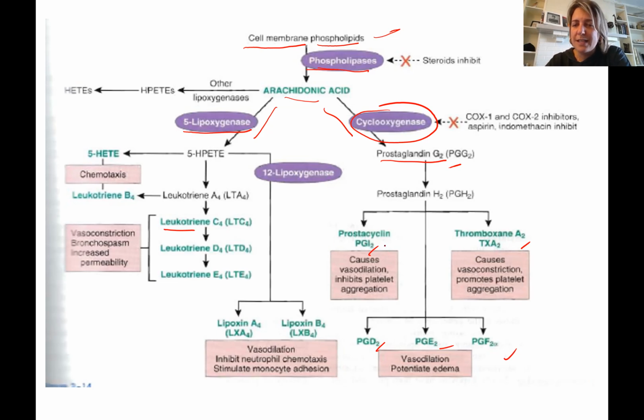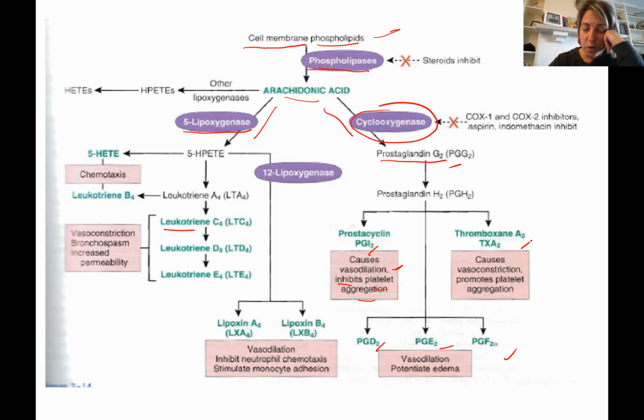Prostacyclin PGI2 is a type of prostaglandin, and this is going to cause vasodilation. Remember, we talked about inflammation, the 5 cardinal signs of inflammation: redness, heat, pain, edema, and loss of function. So swelling and loss of function. This particular prostaglandin is going to cause the vasodilation, and also it's going to inhibit platelet aggregation. So the blood is going to become more fluid, because the platelets are not aggregating, there's no thrombosis being formed, no clot being formed.